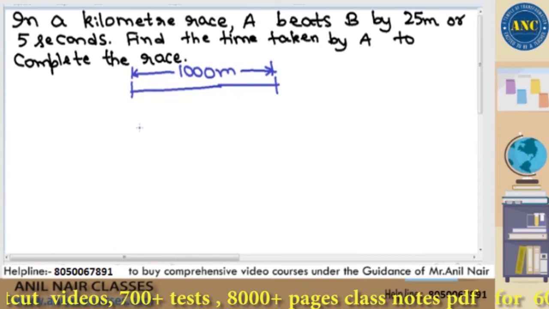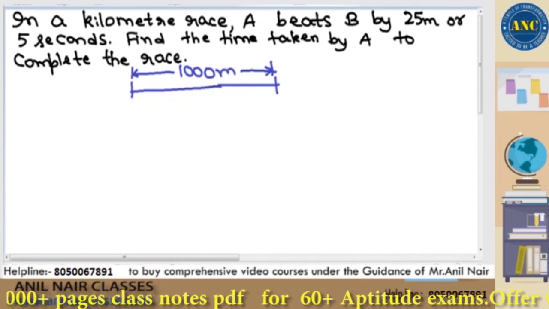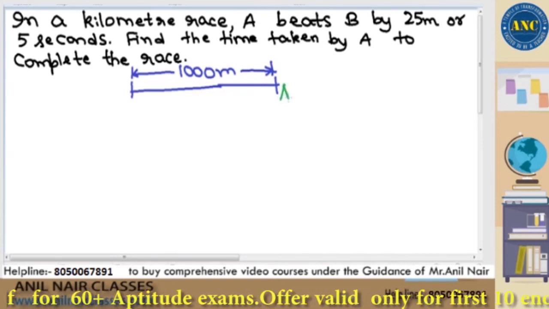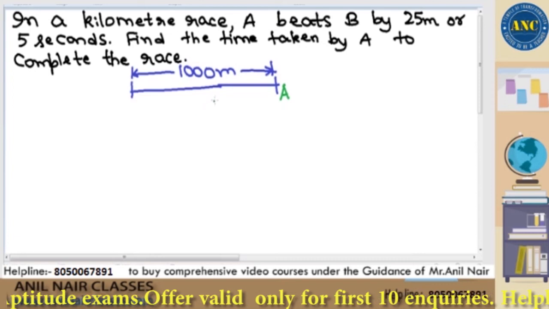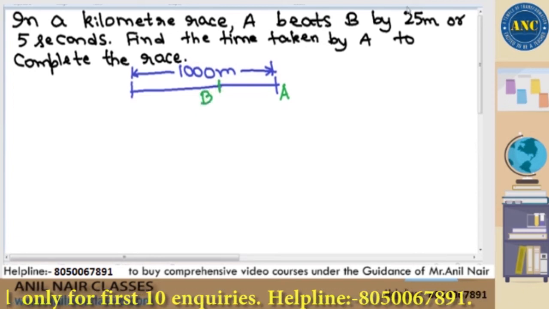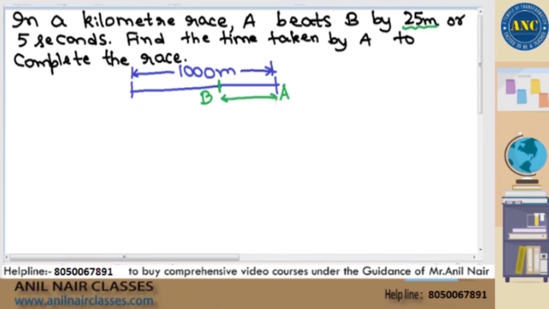The next statement says A beats B by 25 meters or 5 seconds. A is beating B. That means A has already reached the final mark. And when A has reached the final mark, A is beating B by 25 meters means B is 25 meters behind A. Right? B is 25 meters behind A, or A beats B by 5 seconds. B is 5 seconds behind A, right?